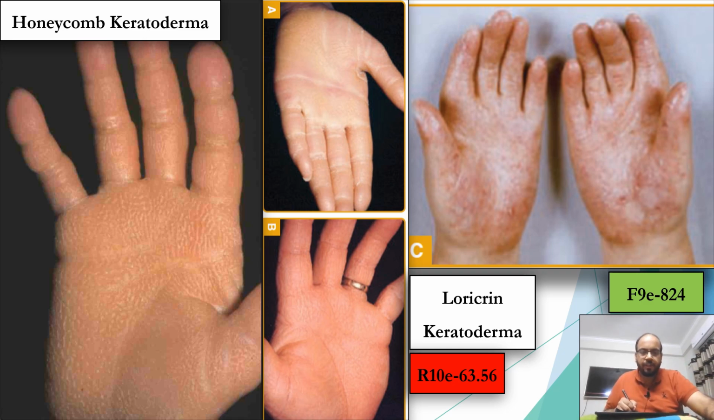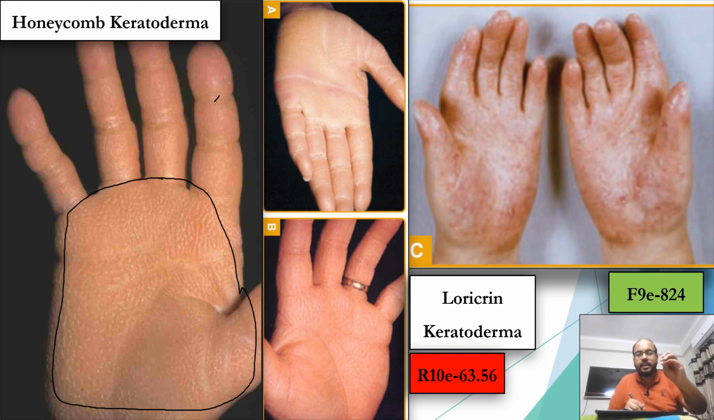Look at this picture on the left-hand side. Can you appreciate that there is diffuse keratoderma? The entire palms are involved, even the fingers are involved, and these little craters, this little bumpy keratoderma, give it the appearance of a honeycomb. So that is known as honeycomb keratoderma. Here also there is diffuse involvement of the palms with a honeycomb pattern of thickening. Okay, so let's move forward.